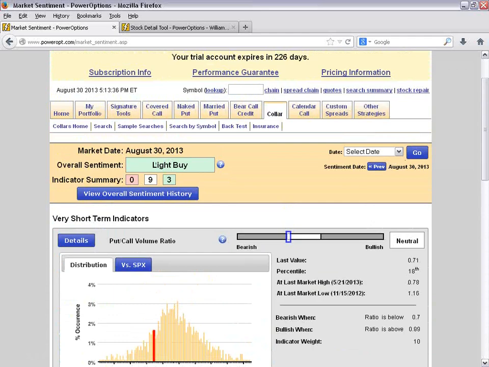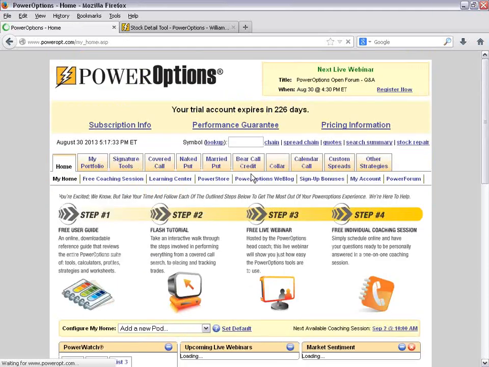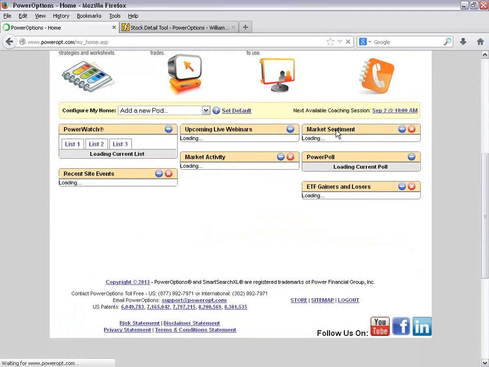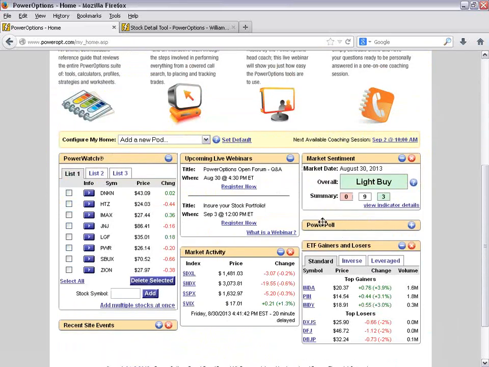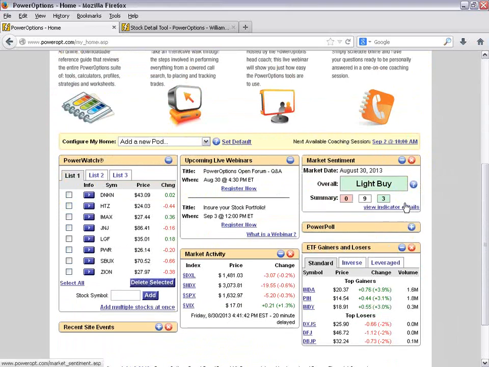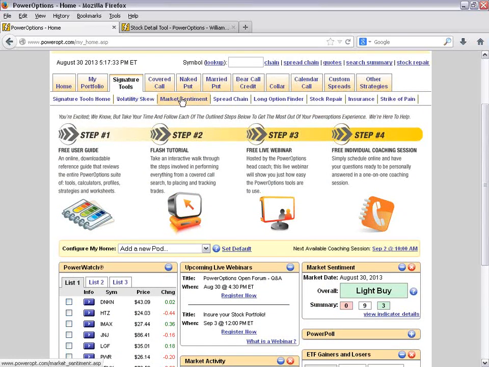All right. Well, that's what we wanted to discuss with the market sentiment tool. Remember, you can view it directly on the home menu. You can select it as one of your pods. So when you first log on in the morning, you can see it right there. And then, of course, when you go into View Indicator Details, or you click the link under the Signature Tools menu for the market sentiment, you'll be able to see more of that detailed information.